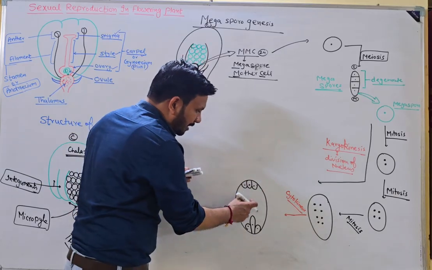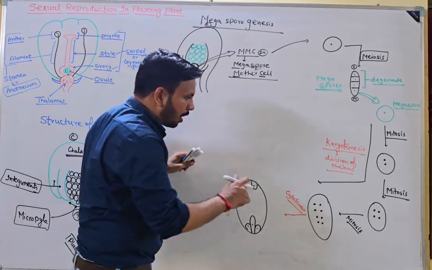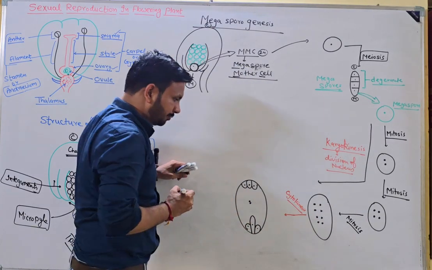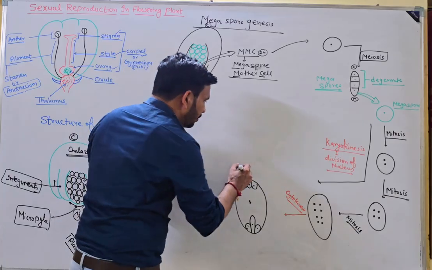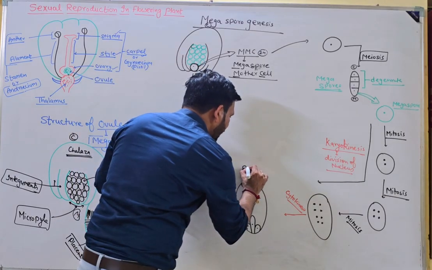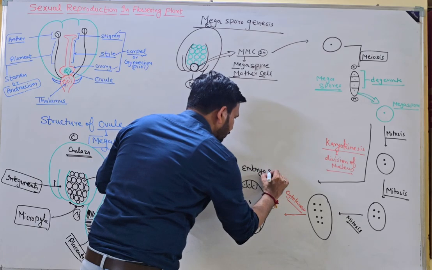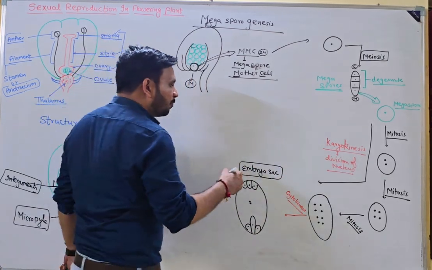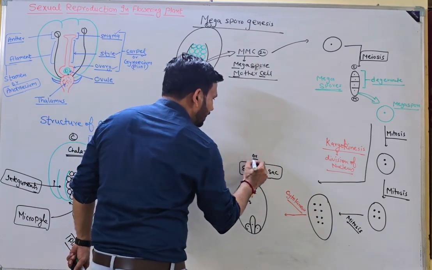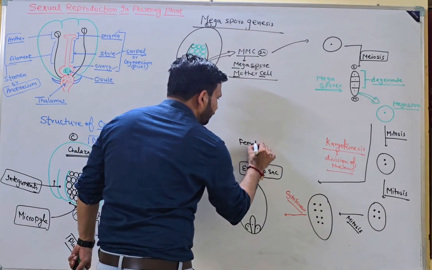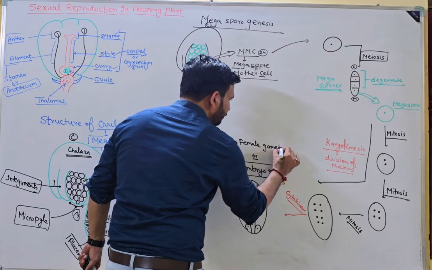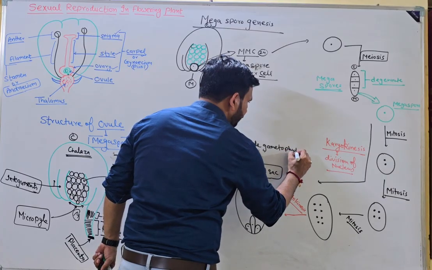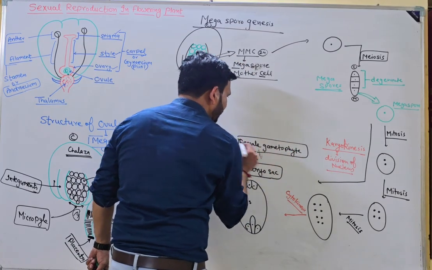So here you can see how many nuclei? 6 nuclei. So we have settled them. Now how many remain from 8? 2. So 2 will remain here only. And what is this structure called? Now it is not called megaspore. Now it is called embryo sac. We can also call this embryo sac a female gametophyte. This is called female gametophyte.